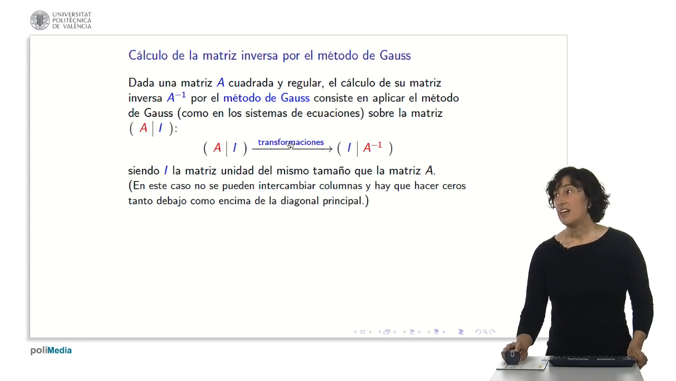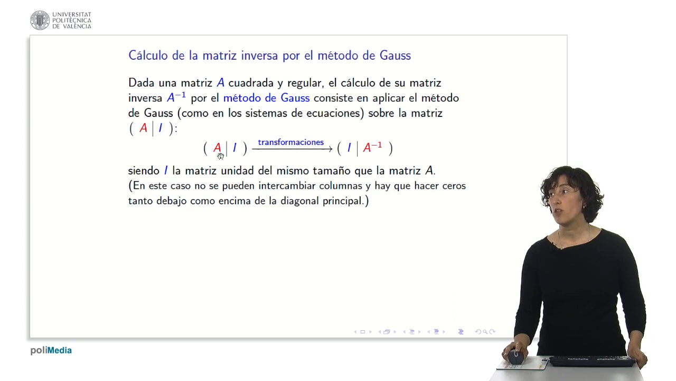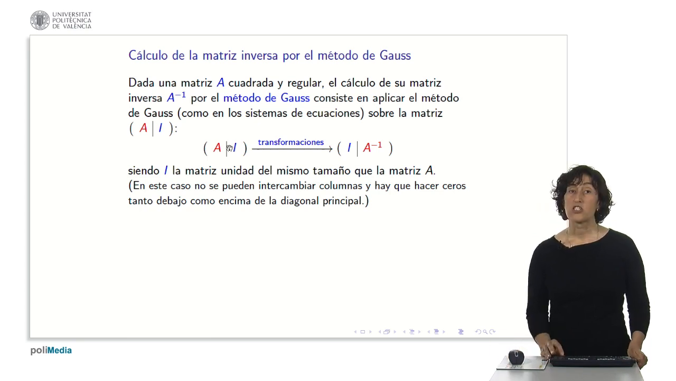What kind of transformations are we going to do? Those that are valid in the Gauss method. In this case, we cannot interchange columns between them. And what we are going to do, unlike the Gauss method, is make zeros under the diagonal, the one we talked about, and also above. Well, this is what the Gauss method is to calculate inverse matrices.